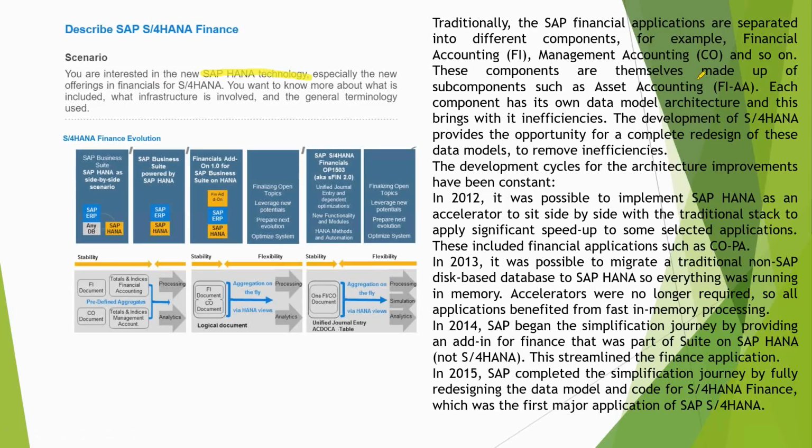Okay, so here mainly whatever I'm discussing or describing, we have written in a document. Traditionally, the financial applications are separated into different components like your FI and your CO, as well as your asset accounting. So why do you have different components? Because the different components' data was getting stored in different tables. It has its own data model architecture, right?